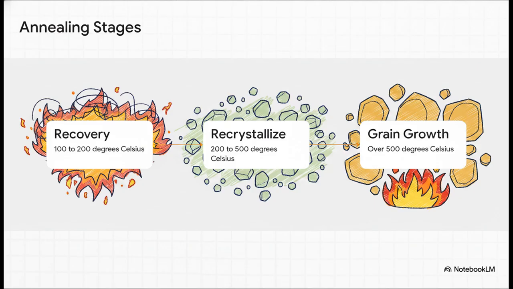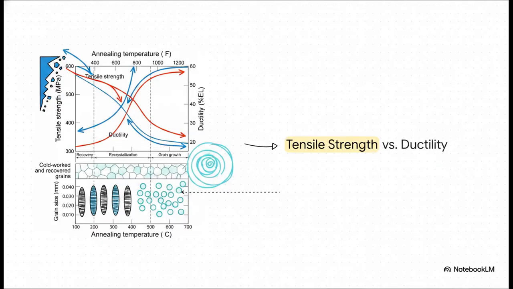First up is recovery, happening between roughly 100 and 200 degrees Celsius, which relieves the internal strain energy. Next is recrystallization, usually between 200 and 500 degrees, where entirely new, strain-free grains actually start to form. And lastly, we have grain growth at temperatures above 500 degrees, where those fresh new grains expand, reducing the total grain boundary area. When you track this dynamically, it's honestly fascinating.